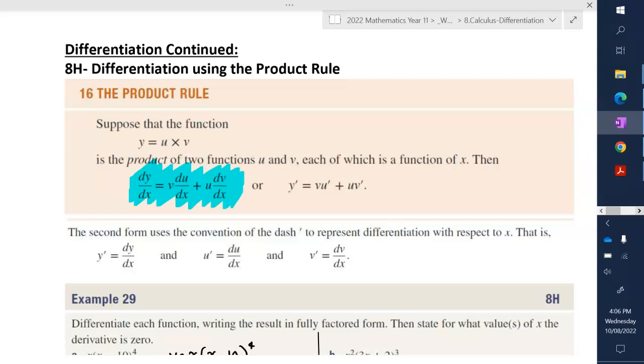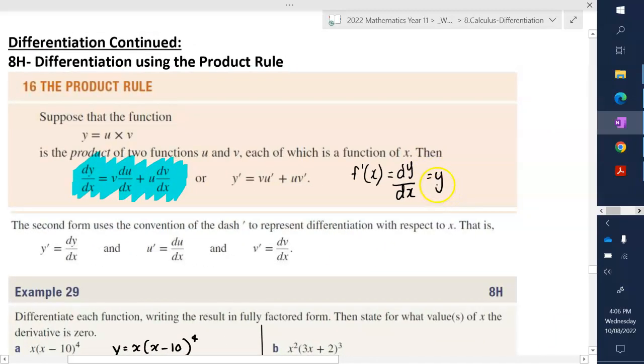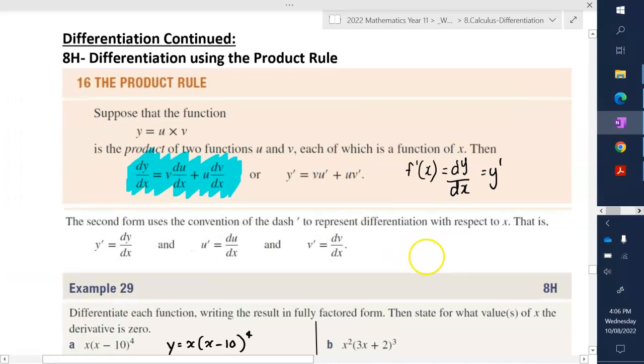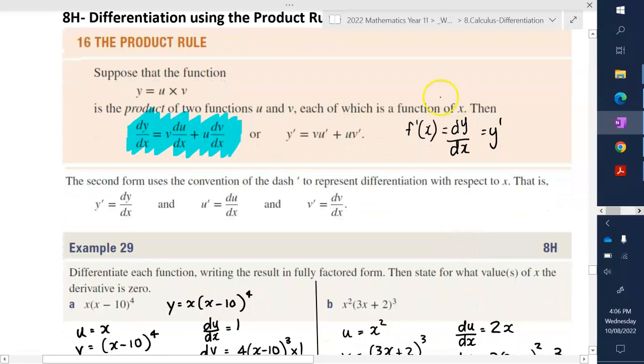Another way that we could write the rule is over here. Before we look at that, we've been writing our derivative as f'(x), and we've also been writing it as dy/dx. Just to add another one in there, we could actually write it as y'. So I could write dy/dx as y'. My v would stay the same. I could write du/dx as u', plus u times dv/dx, which is v'. So you can see them with little dashes like that occasionally. At this point, we've got three different ways to write the first derivative.